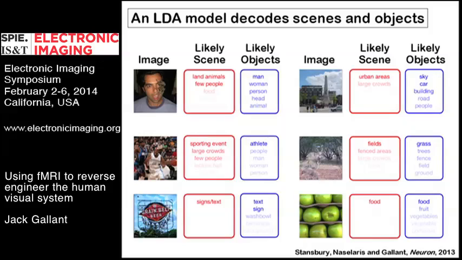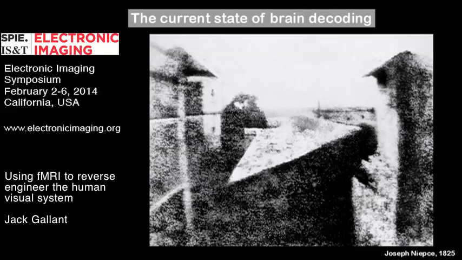It says, well, I think this is land animals, and there are few people category, and maybe the food category, I'm not sure. And then it says likely objects are man, woman, person, head, animal. There's a sporting scene. It says this is a sporting event and a large crowds and a few people scene, and it's got an athlete and people and man. And you can see in all these cases, the LDA model also recovers information really, really well. So this is, I find it both exciting and very, very scary that we can recover this much information in this day and age using MRI.